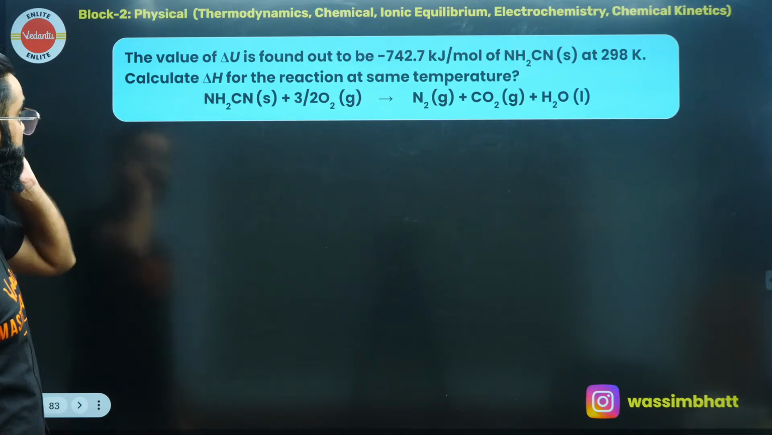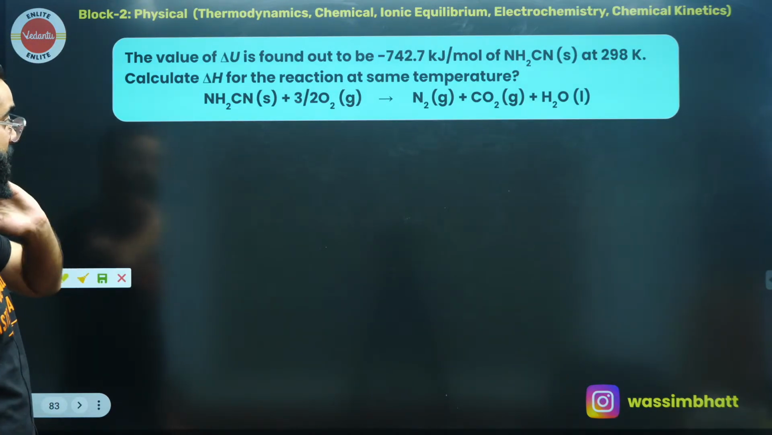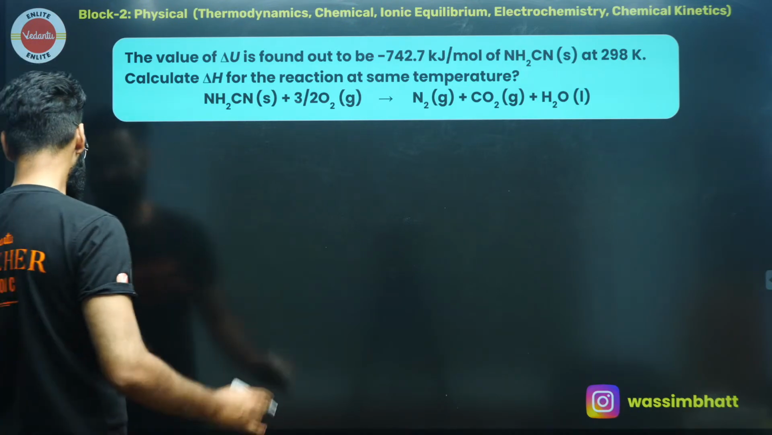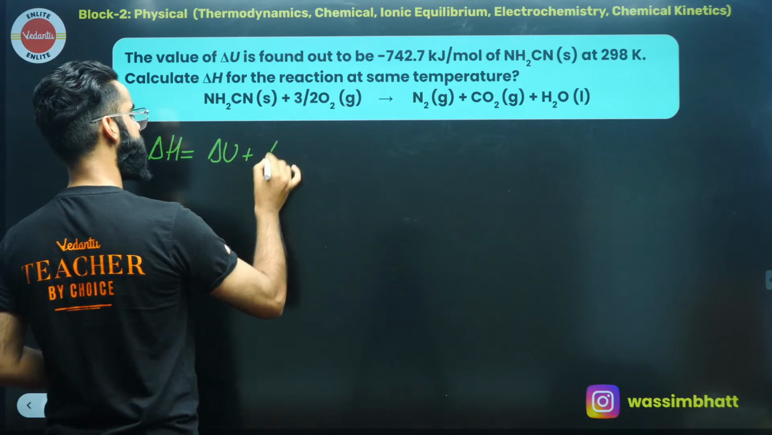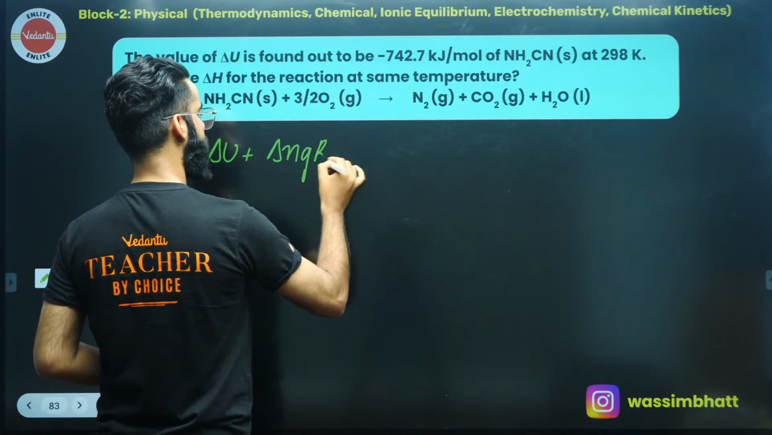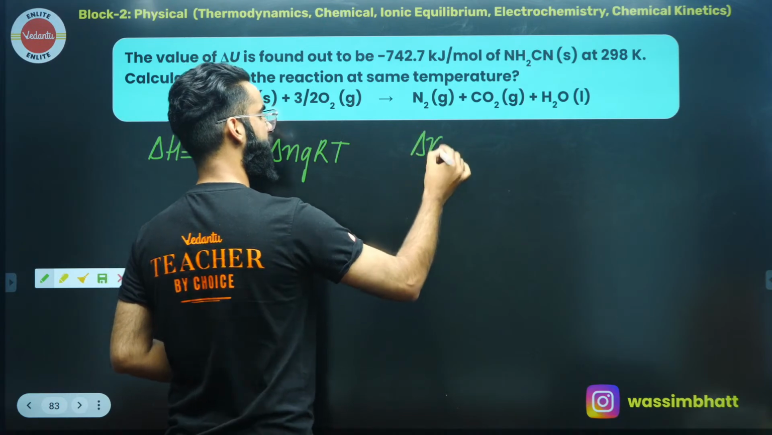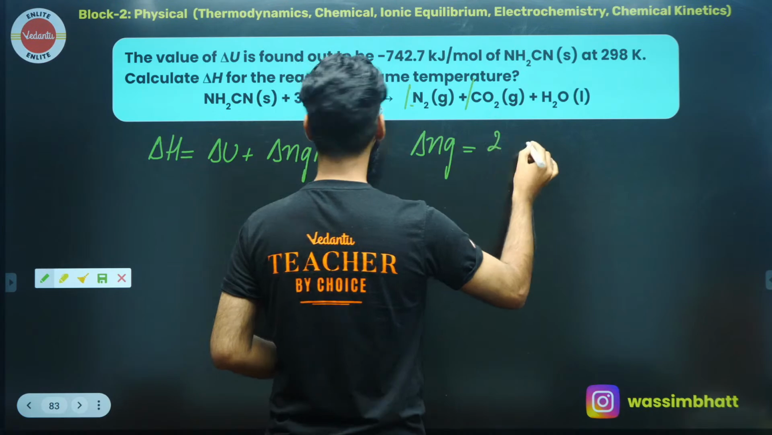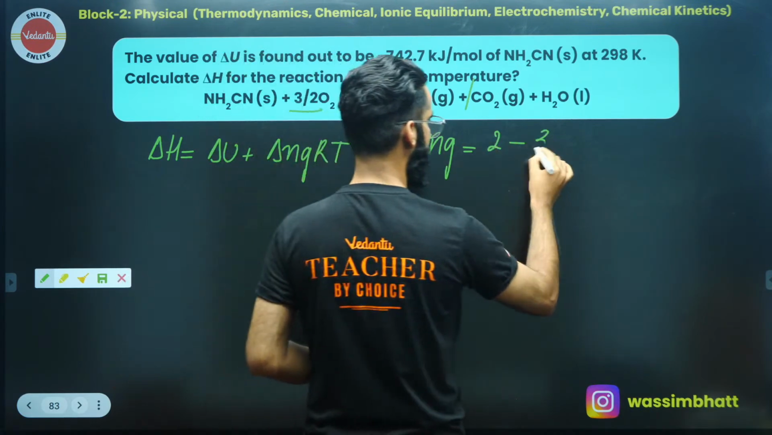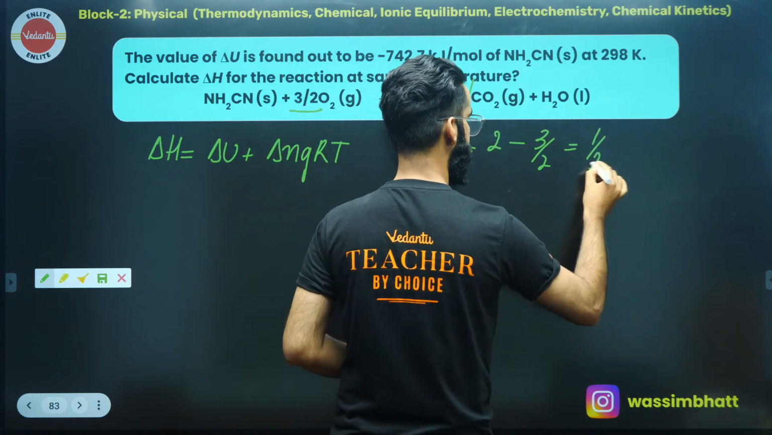All right, one more question. Calculate delta H for the reaction. Since the reaction is given to us, we need to calculate its delta H. You know the formula already. Delta H is equal to delta U plus delta Ng RT, right? Now, first of all, I need to calculate delta Ng for the reaction, which is going to be equal to number of moles of gaseous products, 1 plus 1, that's 2, minus number of moles of gaseous reactant, that is 3 by 2. So the value comes out to be 1 by 2. This is delta Ng.